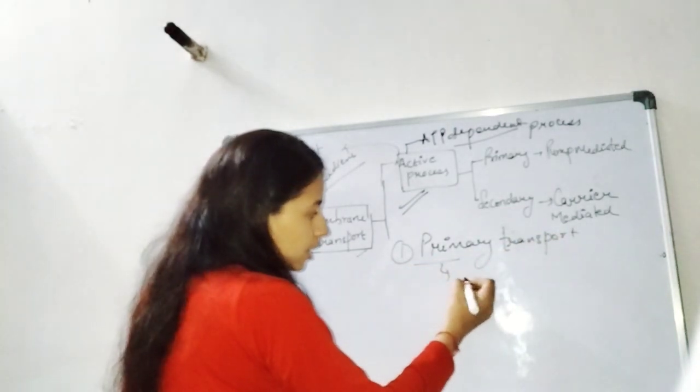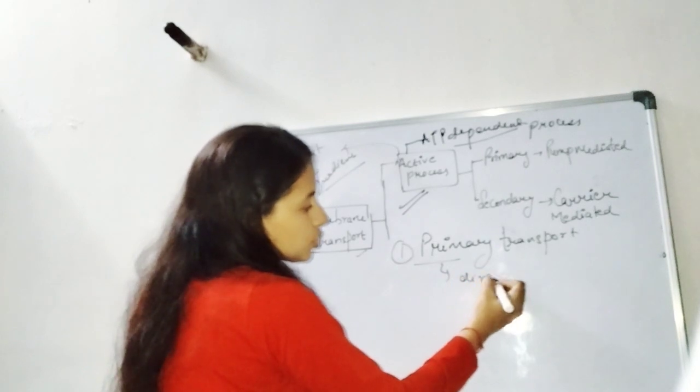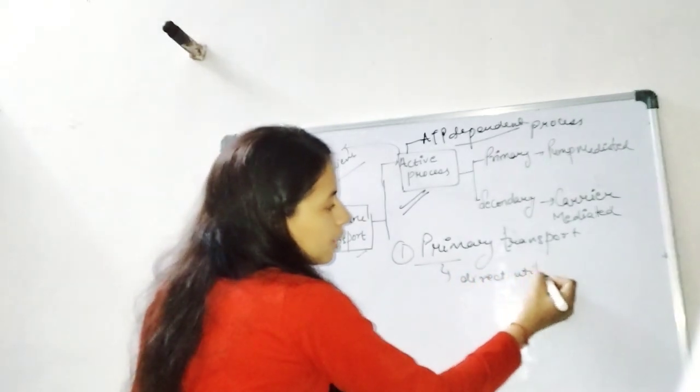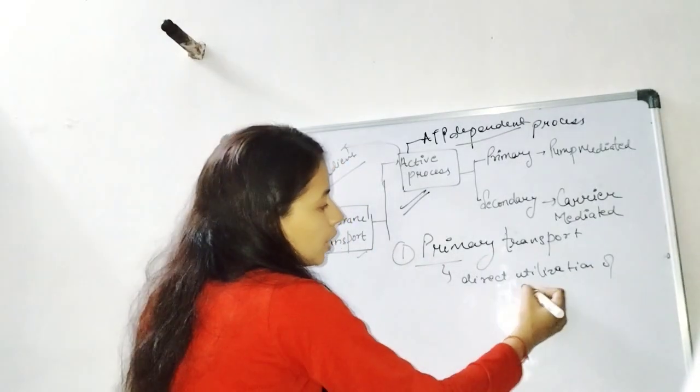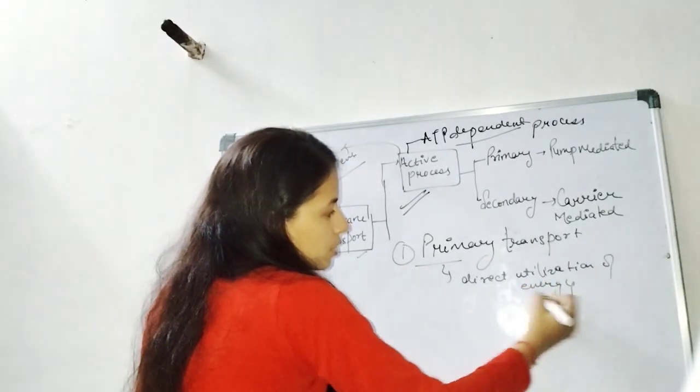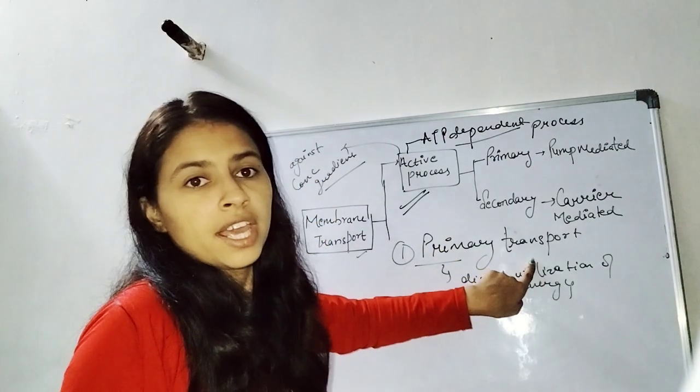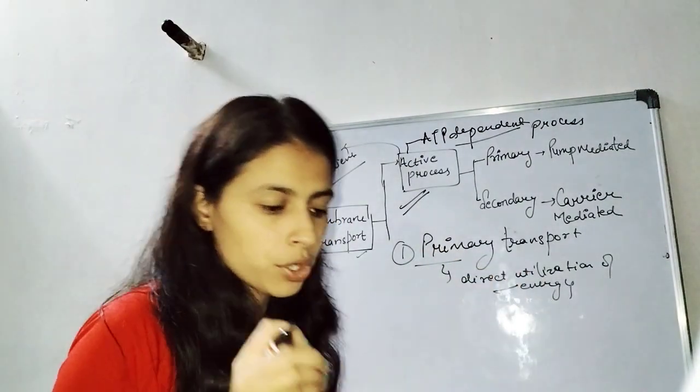There is a direct utilization of energy during the process. Here the primary transport example is the sodium potassium pump.